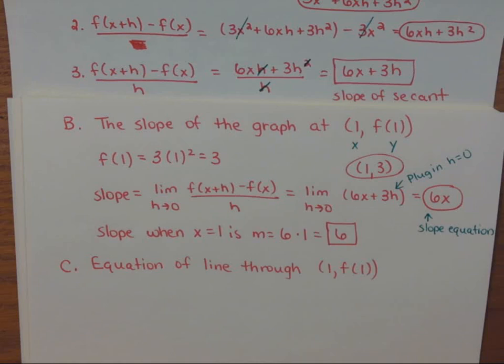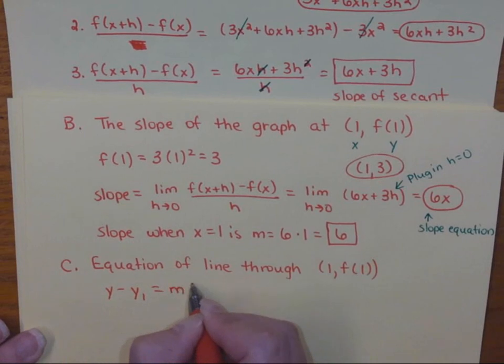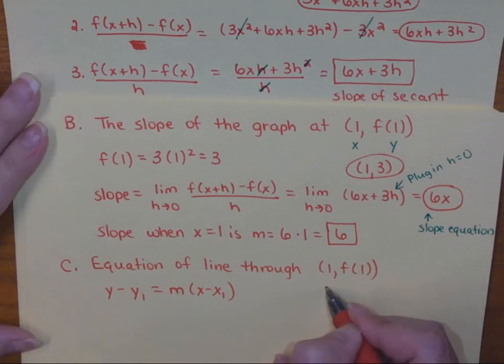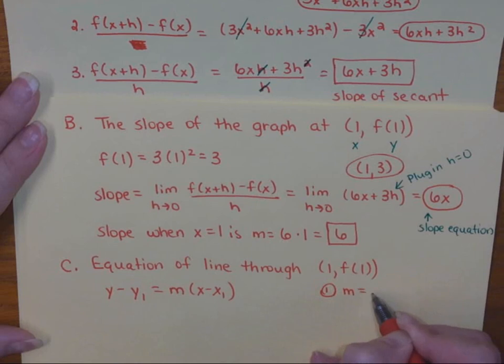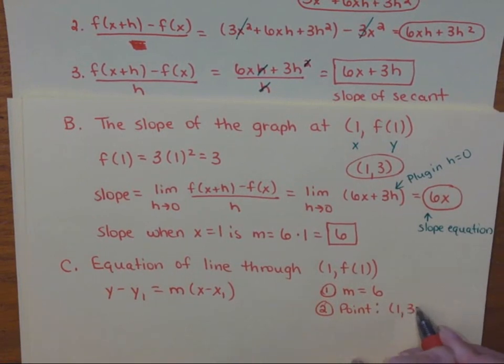So for this, you're going to need just a bit of review from algebra. Remember, when we want to find the equation of a line and we have a point given, we use this point-slope formula. We need two things to use that formula: the slope, which we have, it's 6, and the point, which we found above too. What was the point? (1, 3).